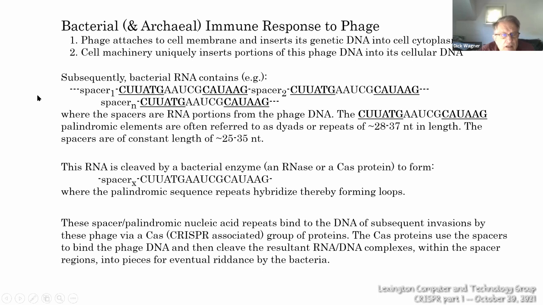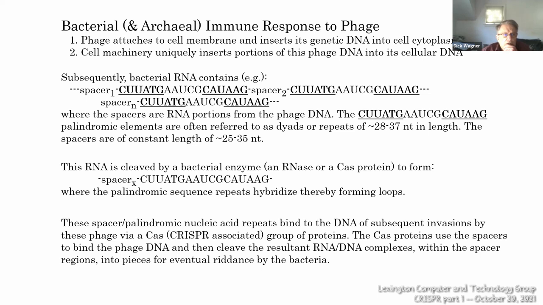Okay, so secondly, if there are no other questions, the cell machinery takes up portions of this phage DNA and inserts it into its cellular DNA. I think Jerry mentioned the viruses have a propensity somewhat to do that to eukaryotic cells. But bacterial cells work this way. They take some of the phage DNA and incorporate it into their cellular DNA. You may ask why, and as we go through, you'll see why. It's for the purpose of immunology.